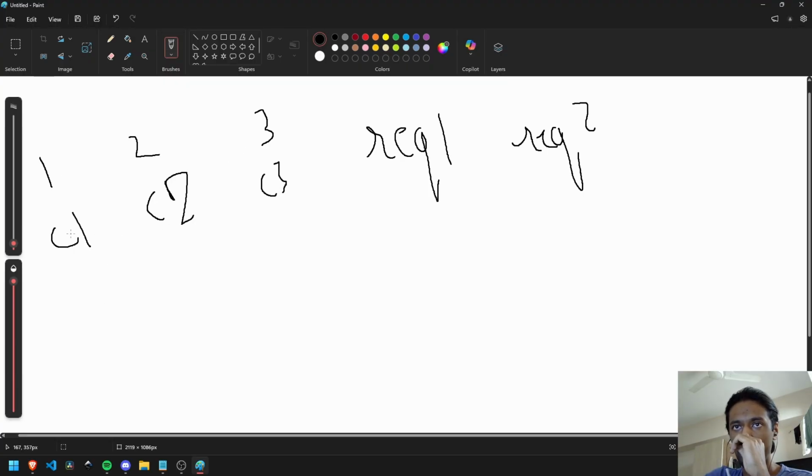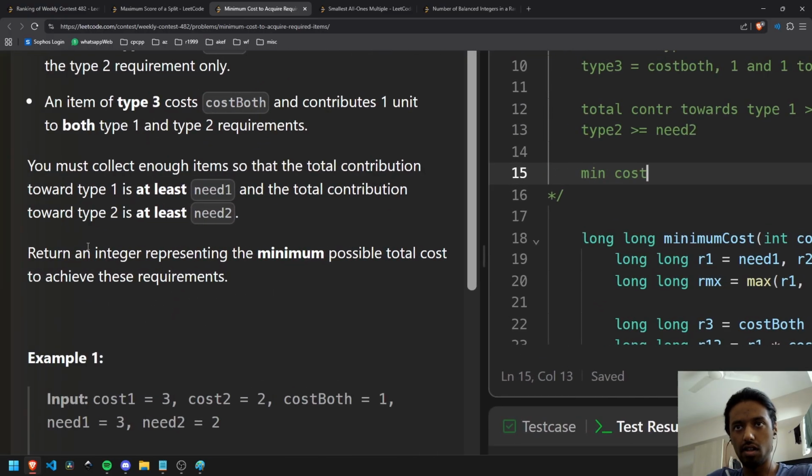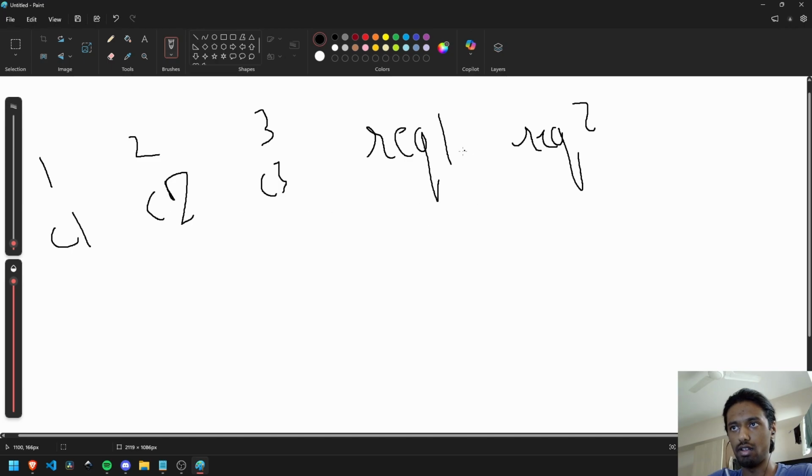And if we buy one C1, we get one requirement 1 fulfilled. Same with C2, we get one requirement 2 fulfilled. But if we buy one C3, we get both of these, one requirement 1 and one requirement 2 fulfilled. So we had to find the minimum cost to fulfill both of these requirements, and fulfilling them means the number of requirement 1s we fulfill is greater than equal to this, and the number of requirement 2s we fulfill is greater than equal to this.